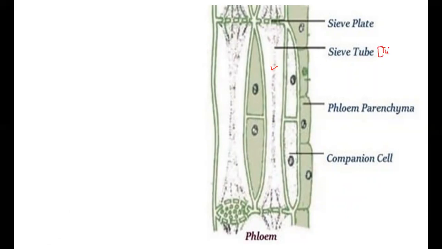Here you can see a tube-like cell with a plate at the end. This is the plate, and this plate is called the sieve plate. So a sieve tube is made up of two components: one is the tube-like cell and another is the sieve plate. This sieve plate is produced or formed from sieve cells.